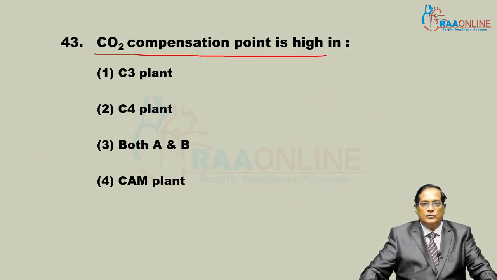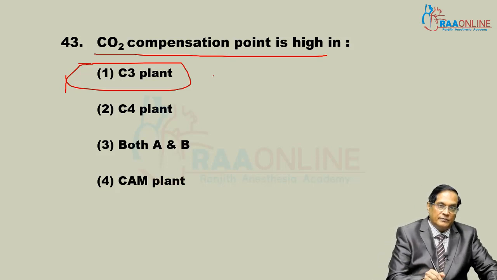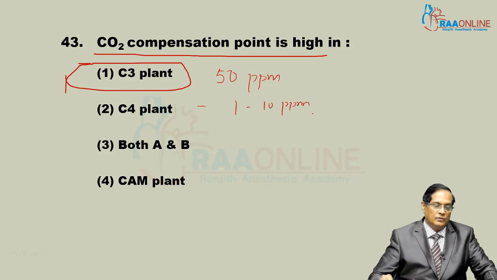CO2 compensation point in C3 plant is high. I have already mentioned in the previous description that it is 50 ppm for C3, and for C4 plant 1 to 10 ppm, a very low CO2 compensation point.